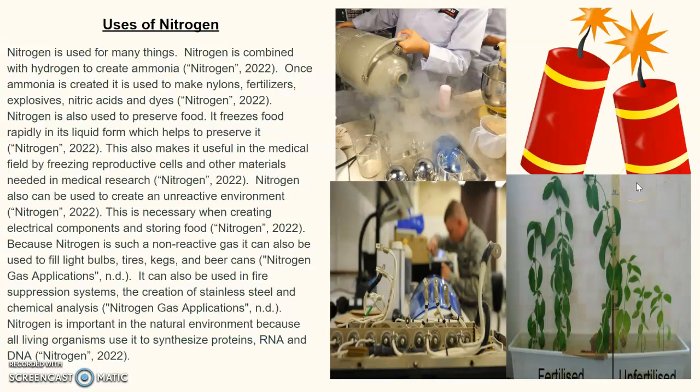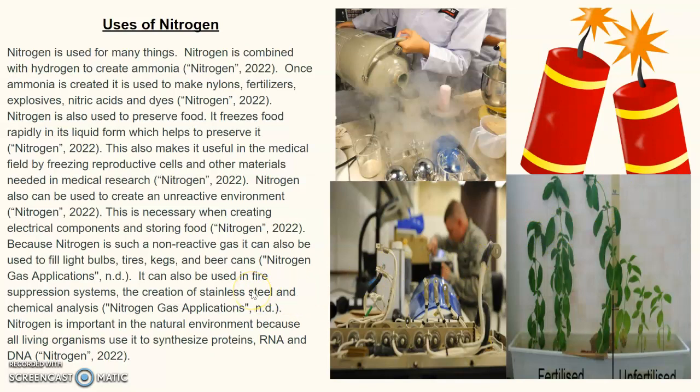There's many uses for nitrogen. Nitrogen is used to create fertilizers, explosives, dyes. It helps to preserve food. It's used in the medical field to freeze reproductive cells or other medical research materials. It's also used in creating electrical components, storing foods, and in light bulbs because it's a very non-reactive gas.